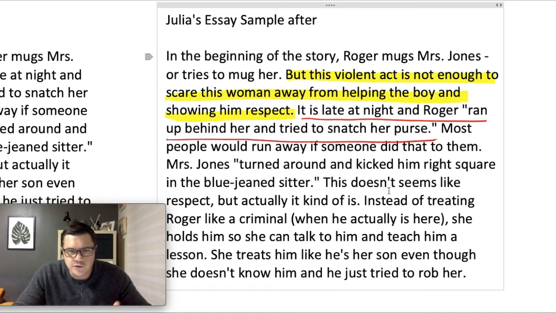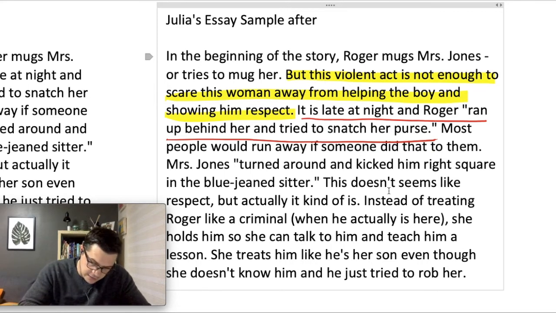Okay, so "it's late at night and Roger ran up behind her and tried to snatch her purse." So this description of what happened, now it's not part of a summary so much. What it does now is show me how this was a dangerous situation. In my head I can imagine walking down the street late at night and hearing footsteps quickly coming up behind me. Right? And that's a scary situation for anyone. But what we see is that Mrs. Jones isn't scared. And this tells us a lot about her, and it's a clear example of her not being afraid, which is the goal of this paragraph.